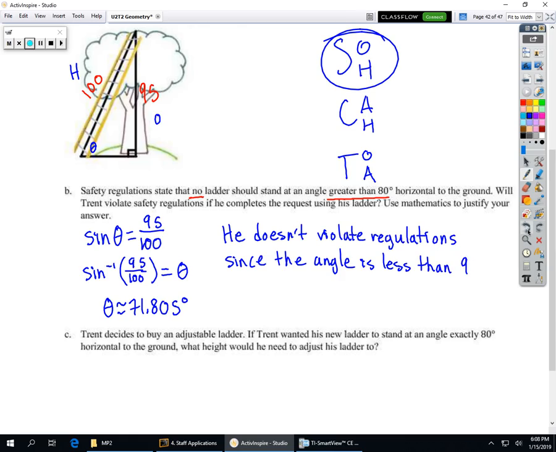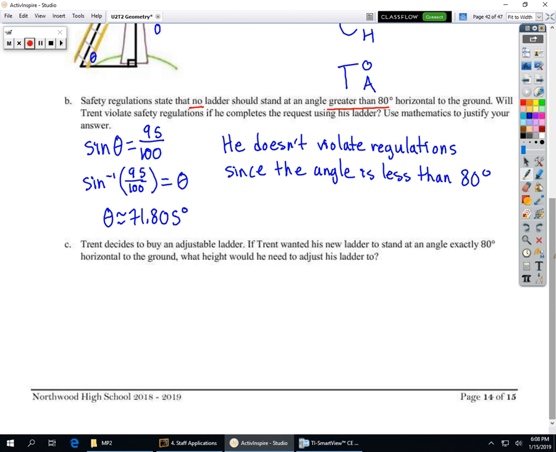Not 90, since the angle is less than 80. Part C. Trent decides to buy an adjustable ladder. If Trent wanted his new ladder to stand at an angle exactly 80 degrees horizontal to the ground, what height would he need to adjust his ladder to? Now in this case, he wants it to be exactly 80.